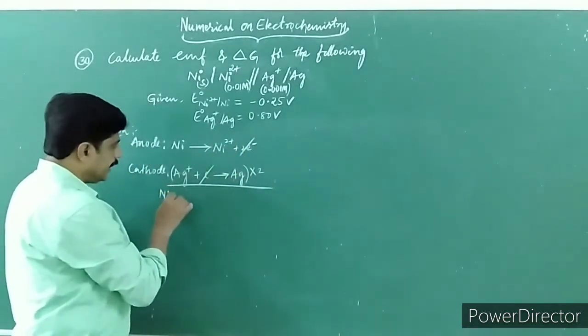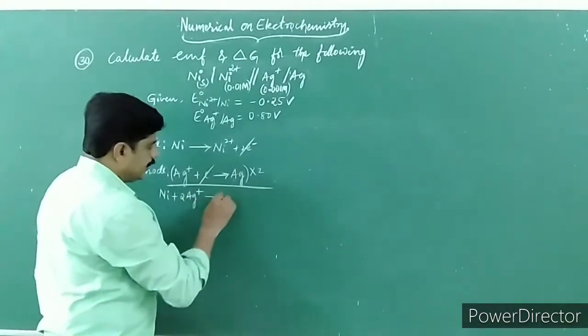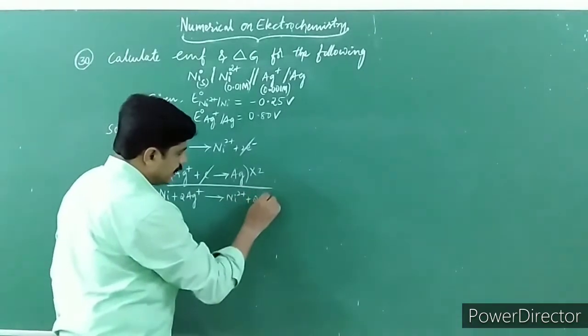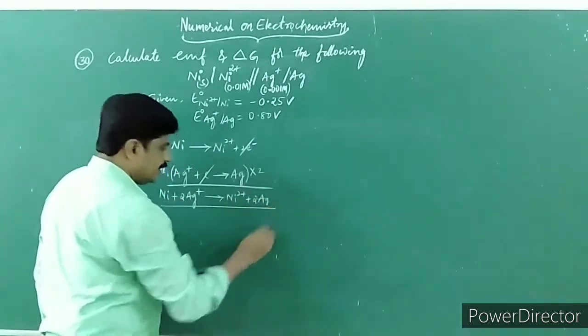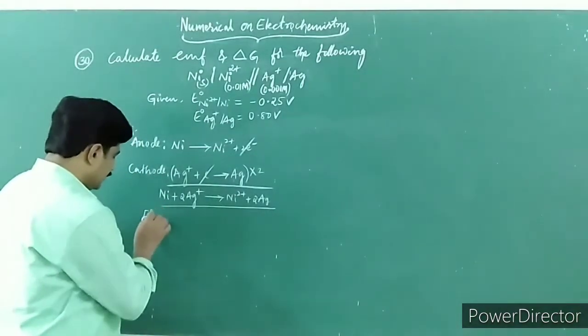Now, let me write the overall reaction. Look at here. Ni plus 2Ag+ giving rise to Ni2+ plus 2Ag. Children, this is the overall reaction. Now, let me find out E0 cell.